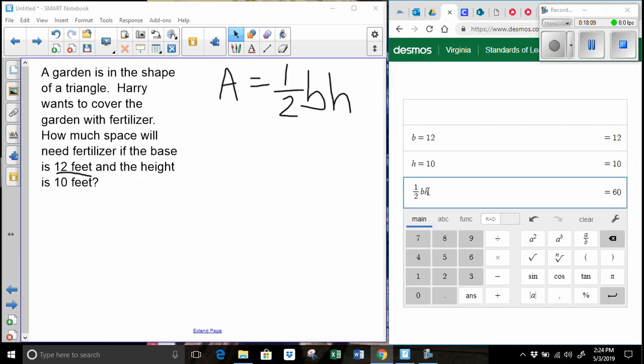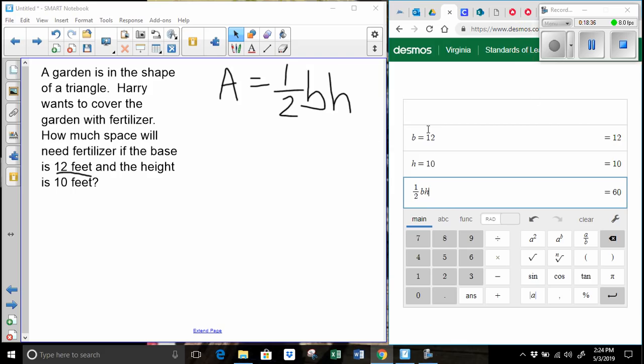We literally told Desmos that the base is 12, the height is 10, and then we simply put in the formula that's always going to be given to you. So we have 1/2 base times height. Notice I didn't have to put times in there anywhere. If you wanted to, you could, but you don't need to. And notice that your answer is 60. And that is the correct answer. So it'd be 60 feet squared.